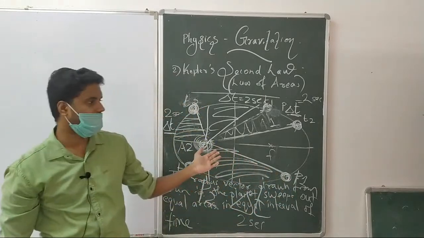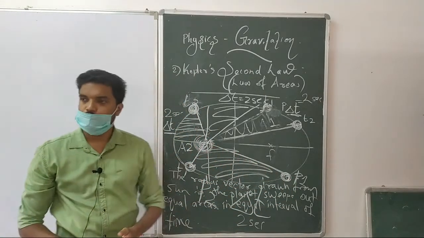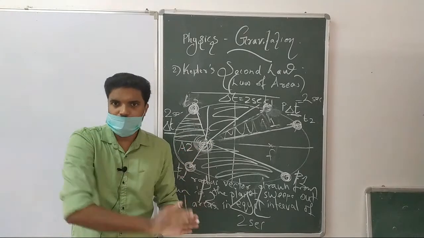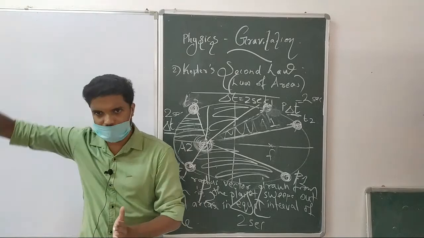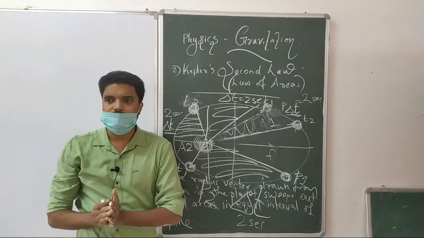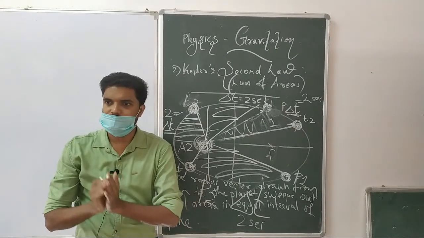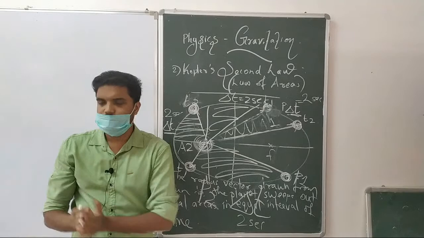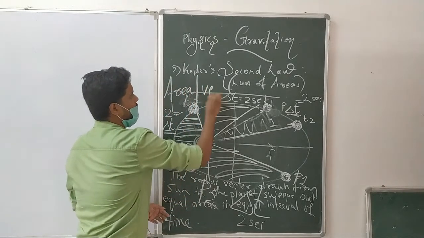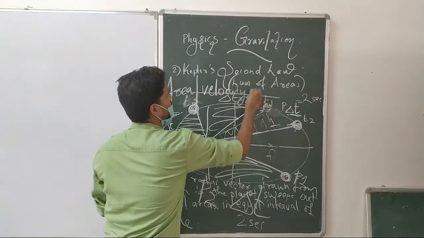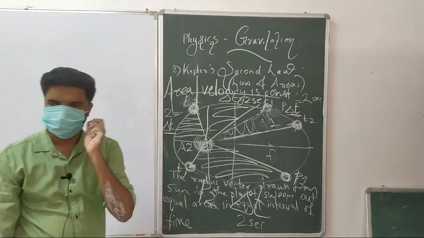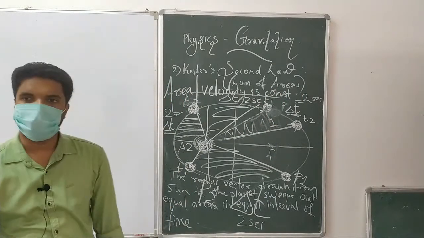Can you state this law once more? Kepler's law of areas: the radius vector that is drawn from the sun to the planet sweeps out equal areas in equal intervals of time. That is Kepler's law of areas. Otherwise, we can call it the areal velocity. The areal velocity is constant. Understood? So this is the law of areas.